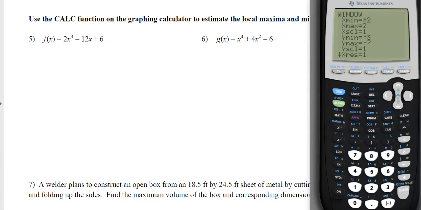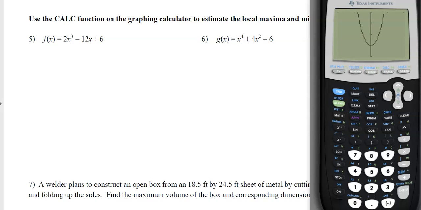Oh, y min has to be the -7. So if you ever get that error message, it's probably because your min is bigger than your max. There we go. Yeah, I'm not seeing any squiggles, so this one may just have one local min.